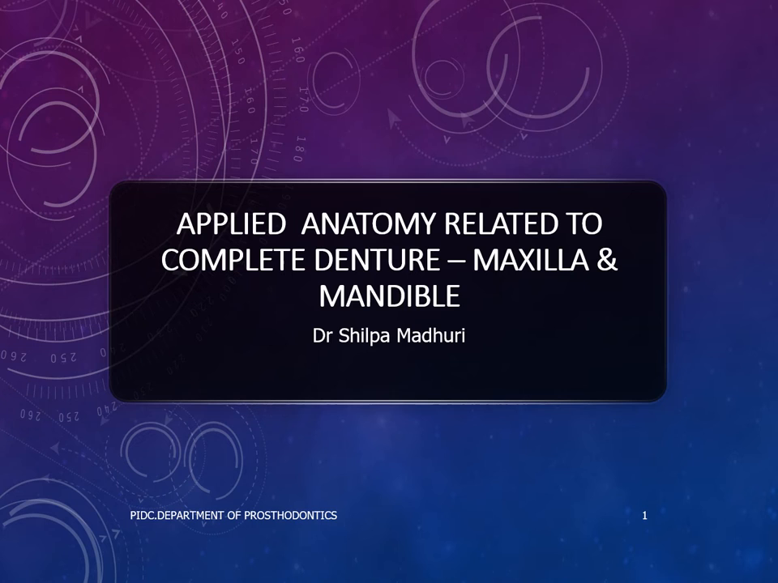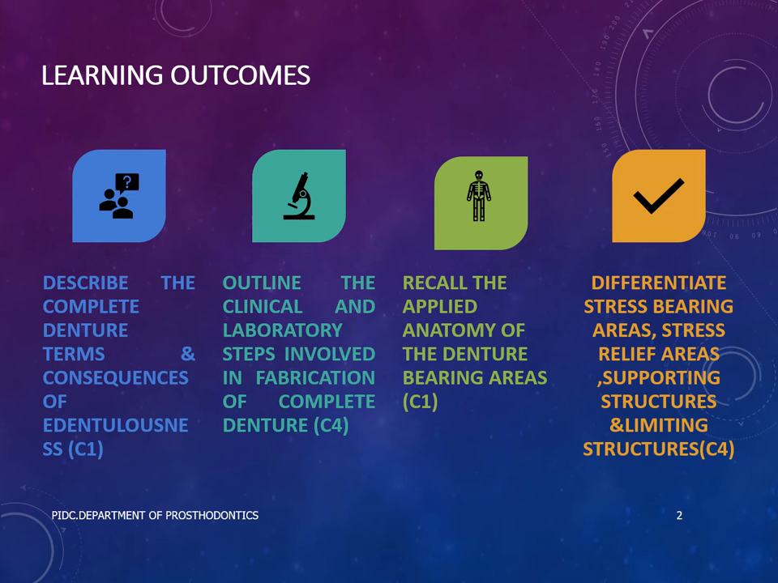For today's lecture, I'd like to discuss the applied anatomy in relation to a complete denture patient for the maxilla and the mandible. By the end of the lecture, I would like you to know the terms used in complete denture fabrication, and the consequences of edentulousness. I will also briefly describe the clinical steps involved in fabrication of a complete denture. Then I will speak about the anatomy of the denture bearing areas in the maxilla and the mandible, and discuss the stress bearing areas, relief areas, supporting structures and limiting structures. I hope by the end of the class all these topics will be clear for you.